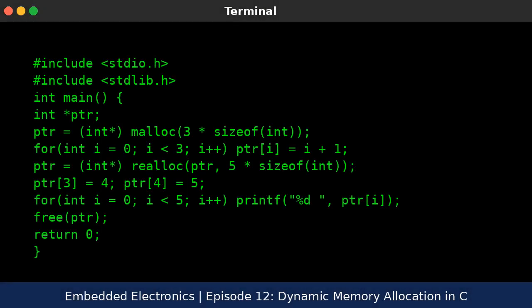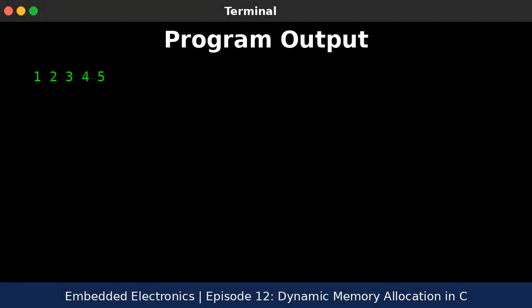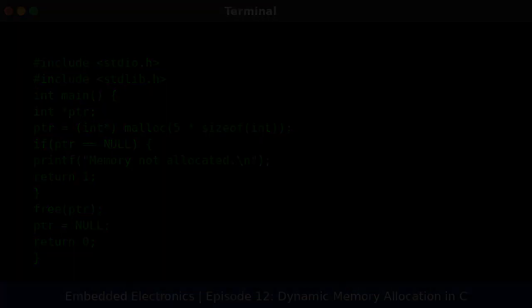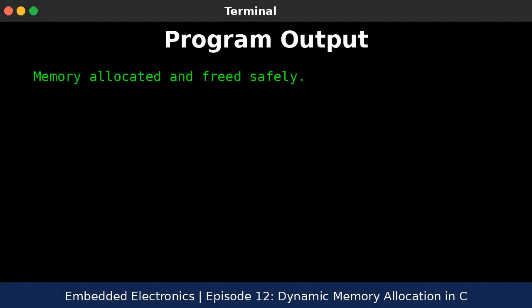This example reallocates memory to increase its size and stores additional values without losing the original data. The output of example 3, using realloc is as follows: 1, 2, 3, 4, 5. This program demonstrates safe memory allocation and deallocation to prevent memory leaks. The output of example 4, memory leak prevention is as follows: memory allocated and freed safely.